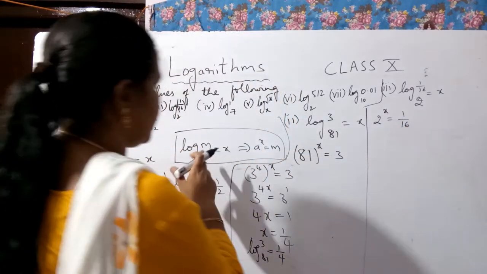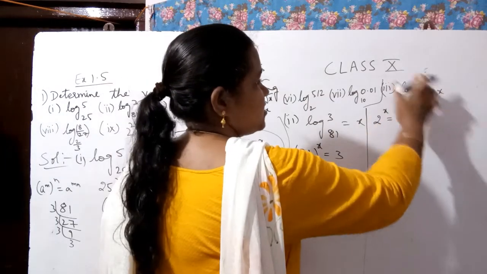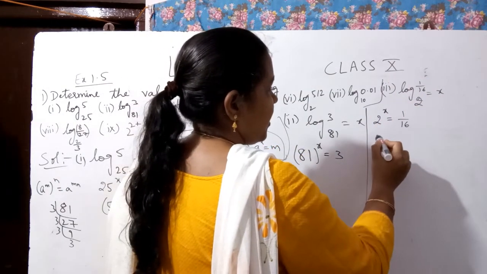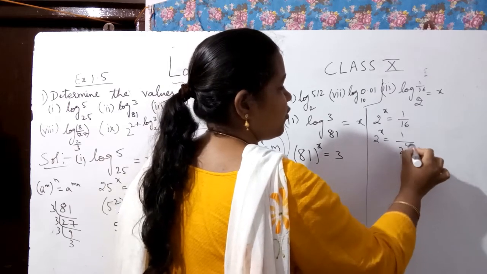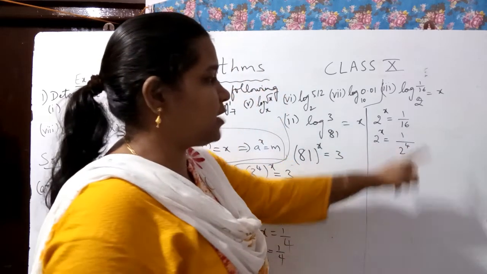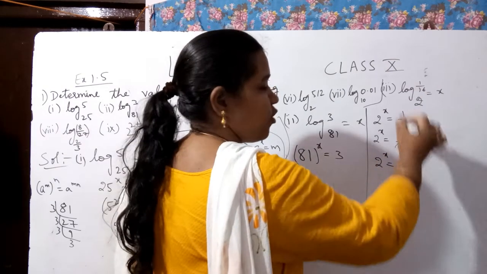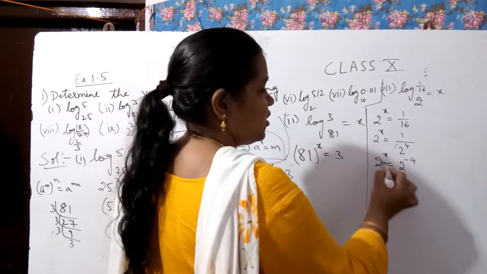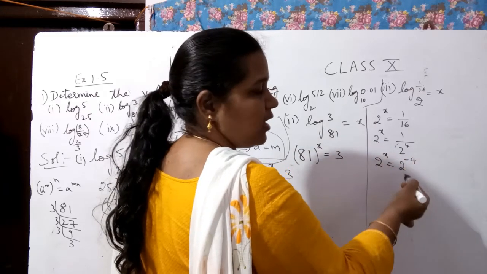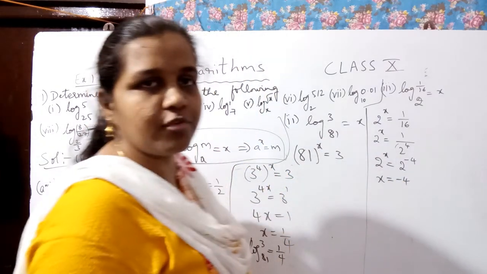I am applying the same formula here: a power x is equal to m. So 2 power x is equal to 1 by 16. If I factorize 16, I'll get 2 power 4. So 2 power x is equal to 1 by 2 power 4. If I bring this 2 power 4 to the numerator, the power becomes negative: 2 power minus 4. The bases are equal here, so equate the powers. I will get x is equal to minus 4.